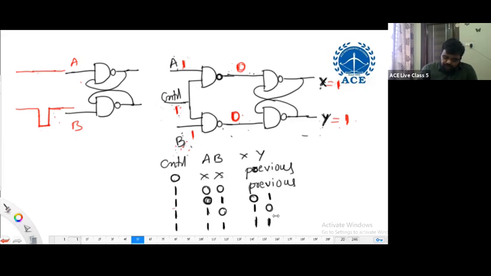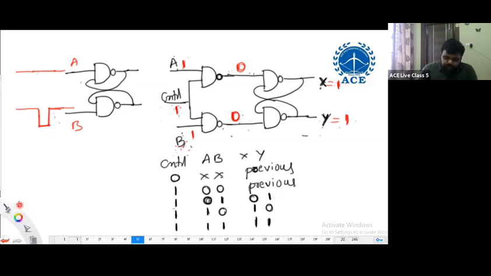It is not a flip-flop. It is an SR latch. Don't say it is a flip-flop. There is so much time to see flip-flops. At this moment, what I say is, it is a latch. It is an SR latch.